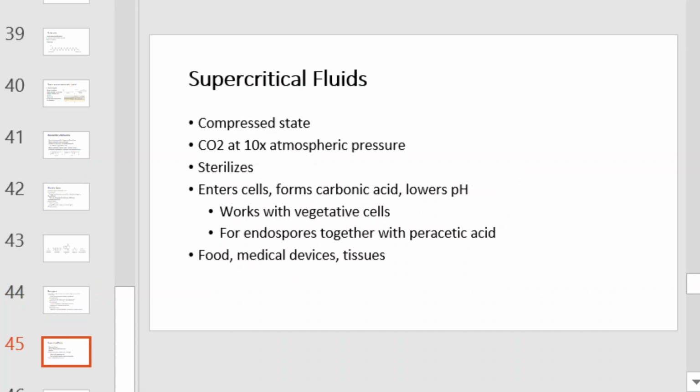Supercritical fluids. Supercritical fluids are applied in a compressed state. Carbon dioxide at 10 times atmospheric pressure can act as a sterilant. It can enter cells and form carbonic acid, lowering the cell's pH. It's useful for food, medical devices, and tissues.